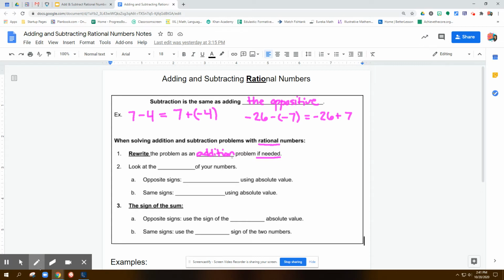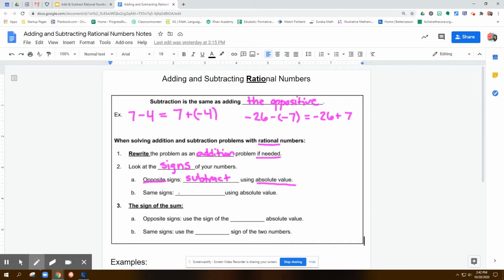After you rewrite your problem as an addition problem, you're going to look at the signs of your numbers. Do we have opposite signs, meaning a negative and a positive? Or do we have the same signs, meaning both negative or both positive? Different things happen depending on which we have. When we have opposite signs, we are going to subtract using absolute value. This sounds somewhat confusing because I just told you that we're rewriting all of the problems as addition problems. But we subtract using absolute value if we have opposite signs. This will make more sense when we do some problems together.